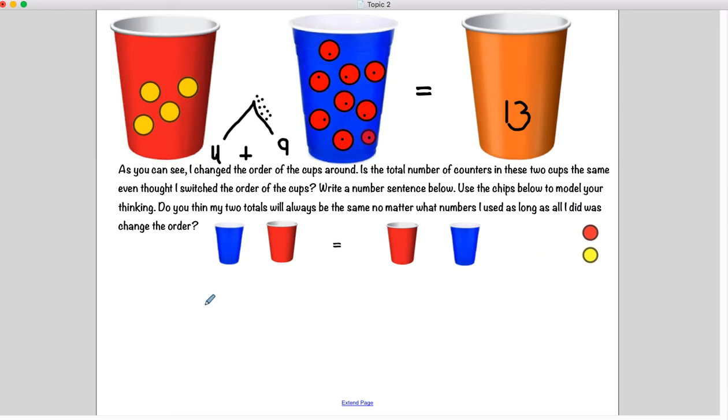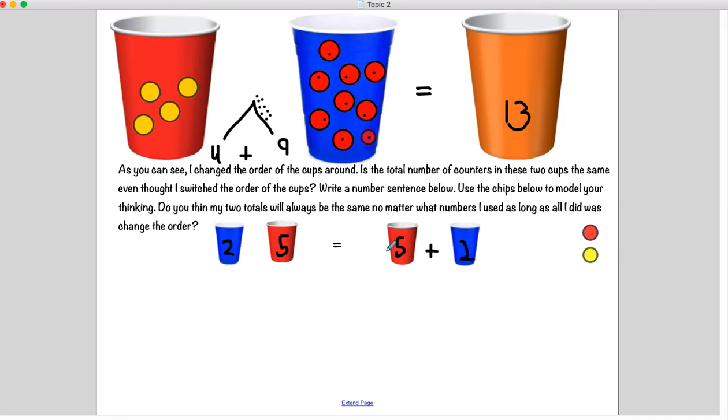Now, if you created your own number sentence and you switched those, you're still going to find the same answer. I'm going to model that one more time real quick for you. So if I'm just going to throw out some numbers here. I'm not going to put counter chips in them to save us some time. But if I had 2 in this cup and 5 in this cup, so there's going to be 5 in the red and there's going to be 2 in the blue.